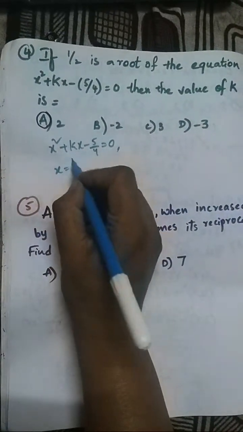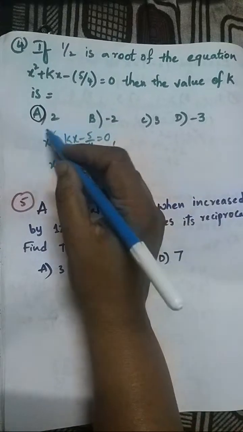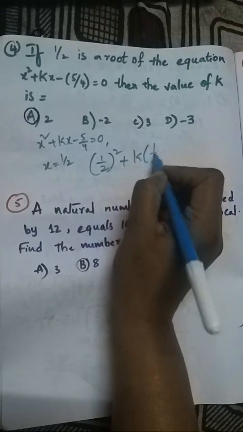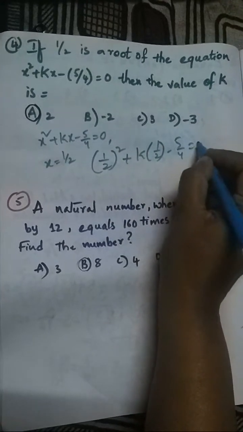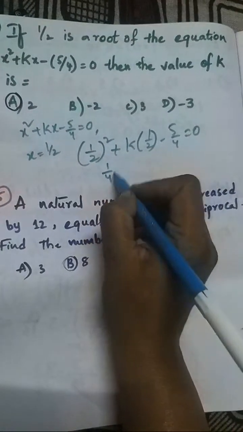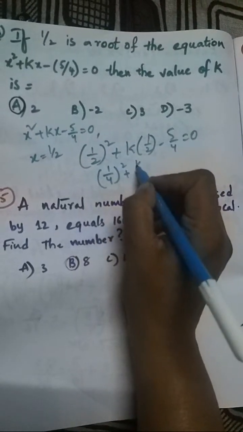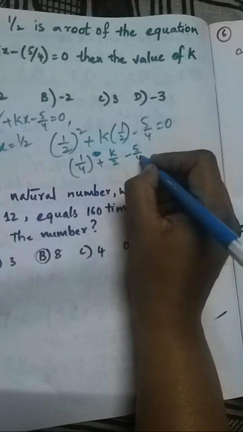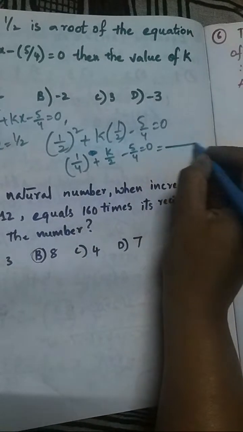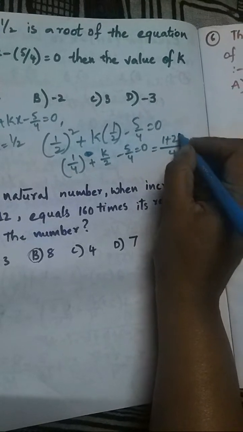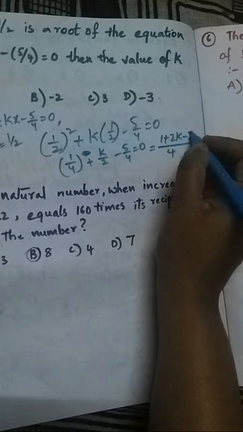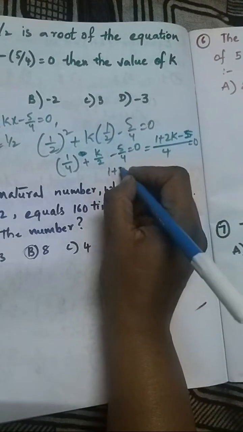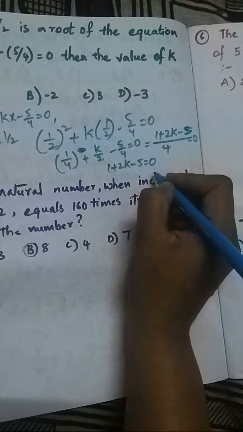Let us take x equal to 1 by 2. Then put this 1 by 2 in the given equation. That is (1 by 2) whole squared plus k into 1 by 2 minus 5 by 4 equal to 0. So this becomes 1 by 4 plus k by 2 minus 5 by 4 equal to 0. Taking LCM, what you will get? 1 plus 2k minus 5 equal to 0, by cross multiplication with 4.